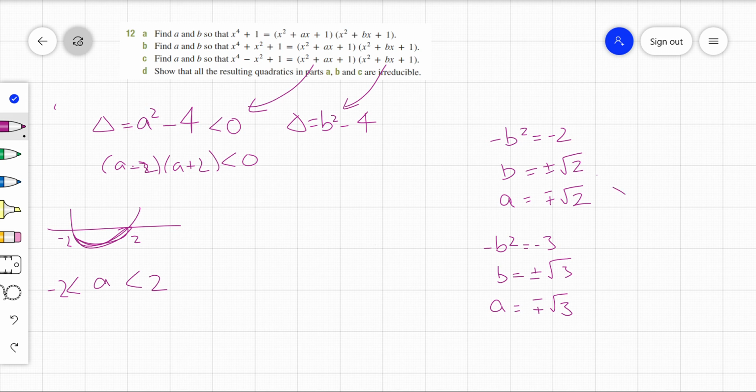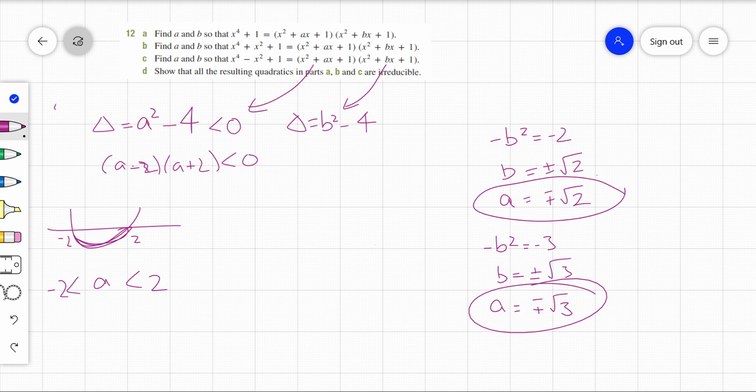So let's have a look at a. Our a in this case was plus or minus root 2, which is between negative 2 and 2. And our a in this case was plus or minus root 3, which again is between minus 2 and 2, because between minus 2 and 2 is the same as negative root 4 less than a, which is less than positive root 4. So I suspect that they must all be between negative 2 and 2 for a.